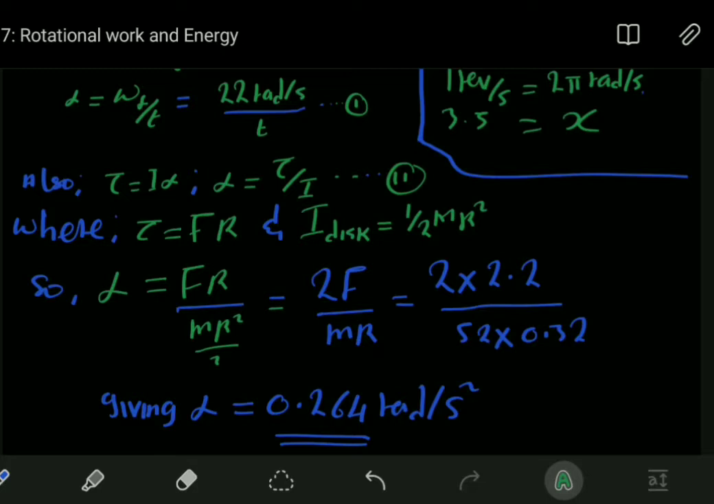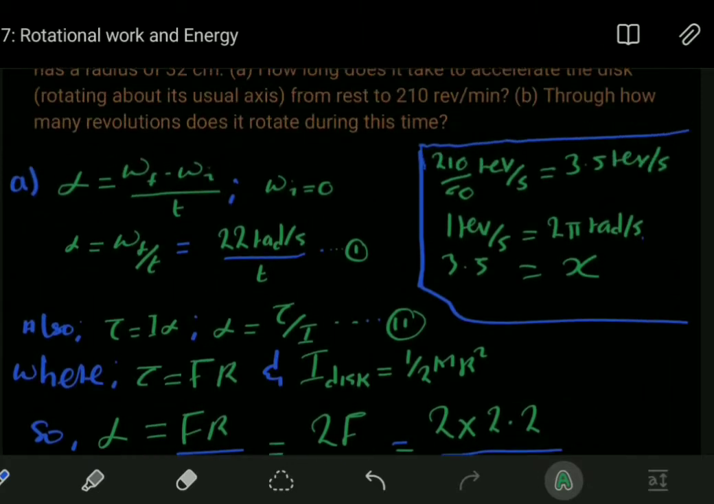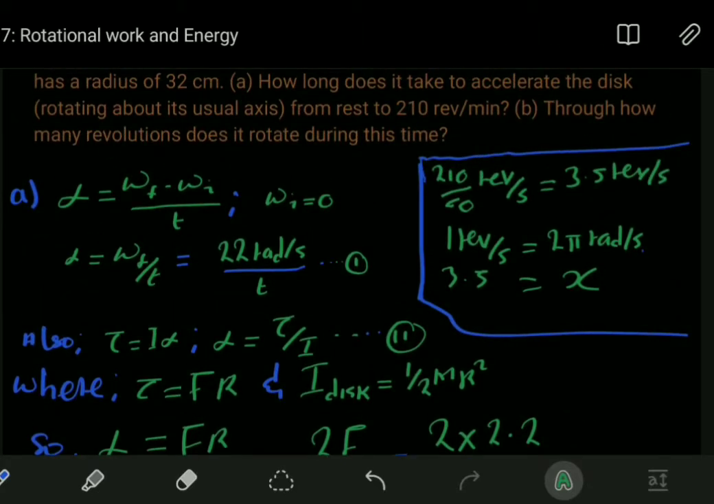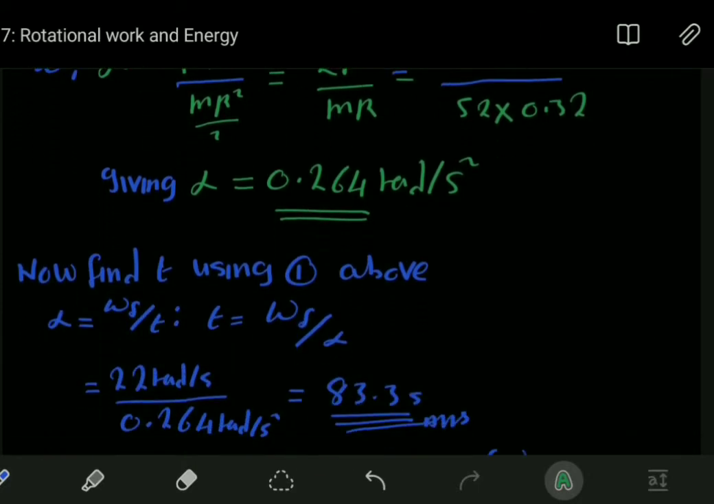So we're going to have 2F over mr, and we know what the force is. We're given in the question. We know what the mass is and we know what the radius is. So these are the values. You simply substitute, and we're going to find the angular acceleration using equation 2 as 0.264 radians per square second. So since we have found the angular acceleration using equation 2, we can put this value of the acceleration into equation 1 and simply solve for t.